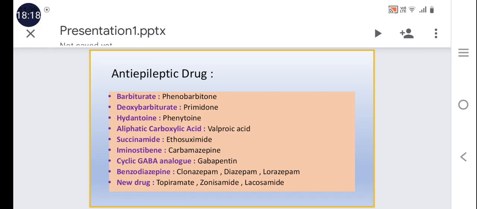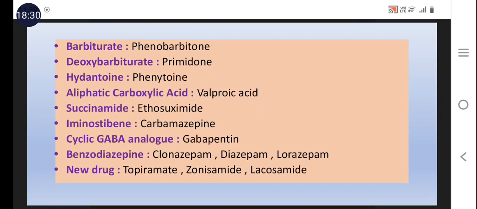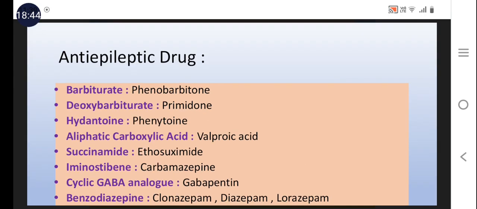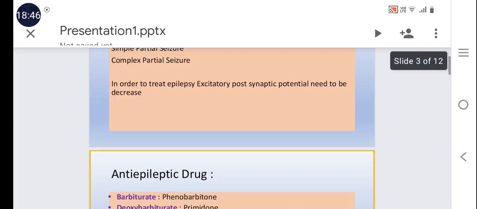And the succinimide derivative, that is ethosuximide, is used in the treatment of the petit mal seizure. Then the newer drugs include topiramate, zonisamide and lacosamide. In that, remember, topiramate is an anti-epileptic drug that on prolonged use causes weight loss.